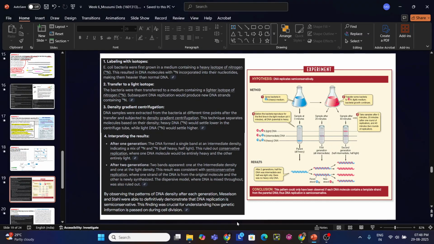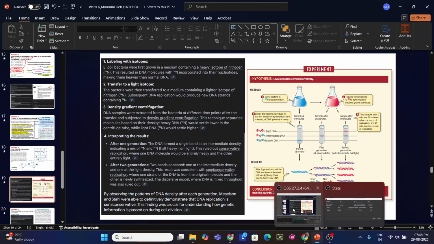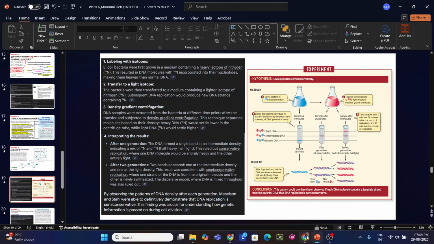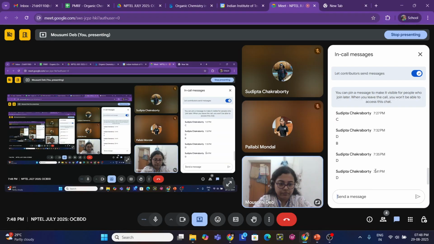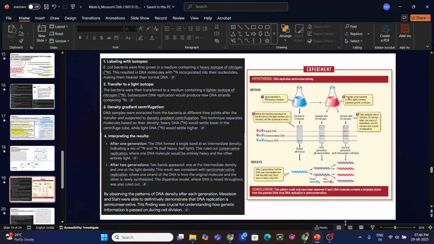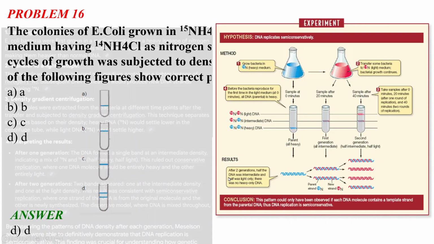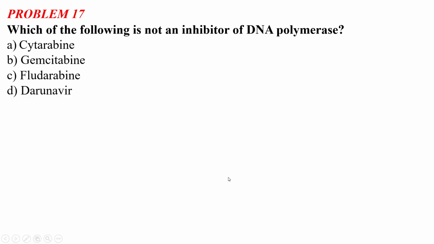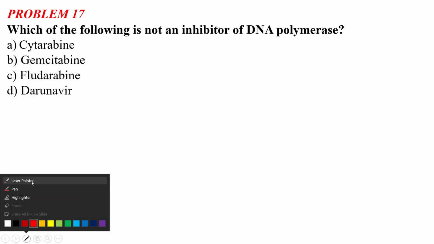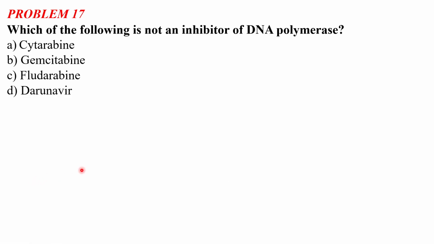Let me check the chat box. Let me check if there is any answer for problem number 17. Okay, there is no answer. Okay, fine. Let me show you what is the correct answer. So, the one which is not an inhibitor of DNA polymerase will be number D, darunavir.